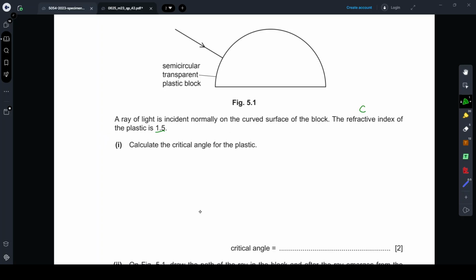Do you remember the formula for refractive index in terms of critical angle? Normally the refractive index is sine i over sine r, but that's not for critical angles. What is the formula for the refractive index when we are using the critical angle? Is it sin C? Wait, no, it's n first.